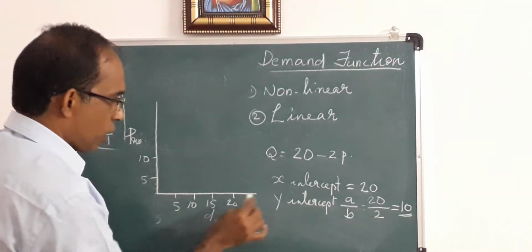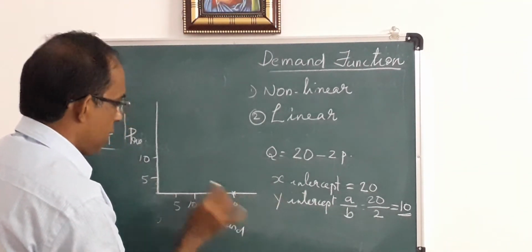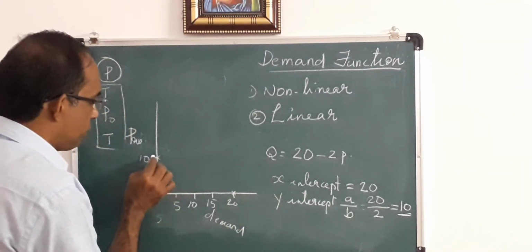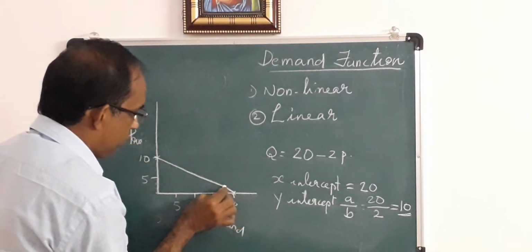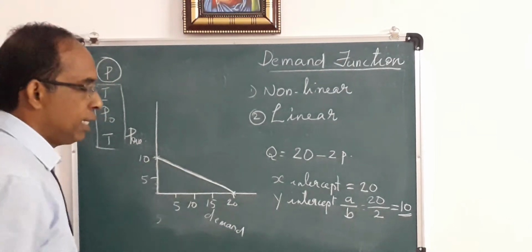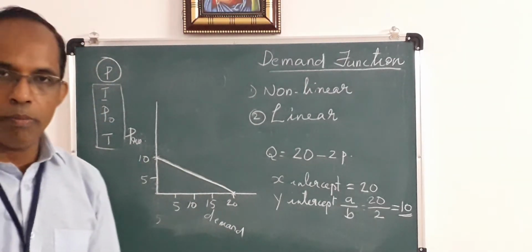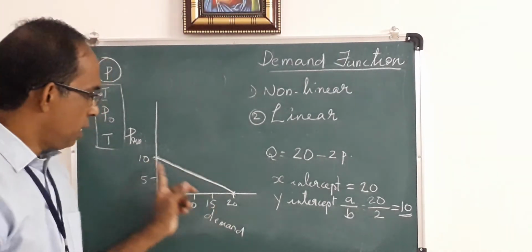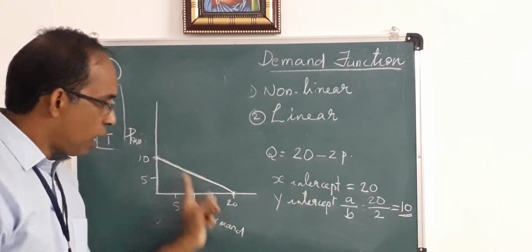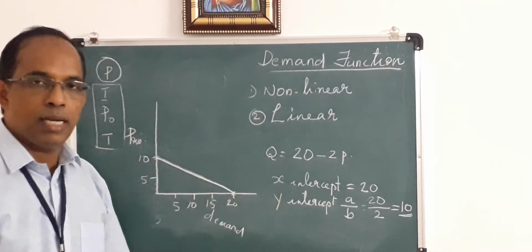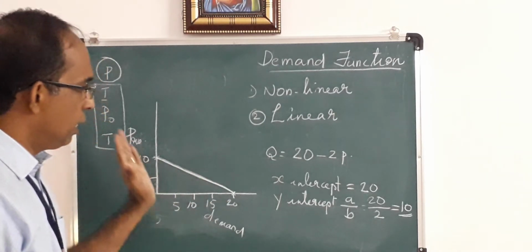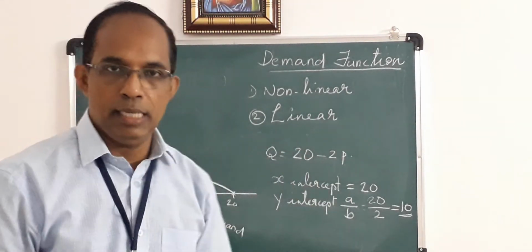This is called the x-intercept. This is called the y-intercept. Join this line by a straight line. We get the demand curve of HUMR. Linear. All the points fall on this straight line. This is called linear demand function.